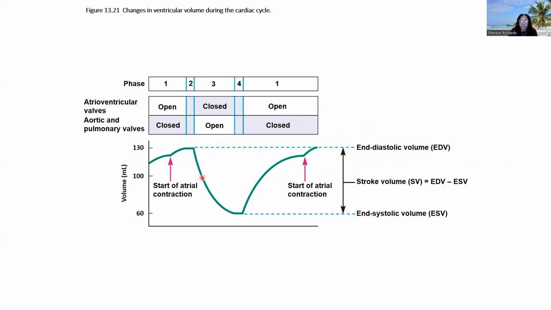We eject blood during phase 3, and so our volume will steeply drop off. Therefore, at the end of phase 3, we can record our end systolic volume. And then we can take those two numbers and subtract 60 from 130, and that will give us our stroke volume, which is 70 milliliters ejected.